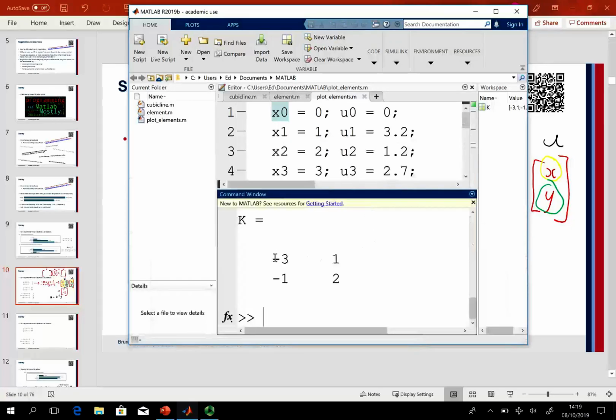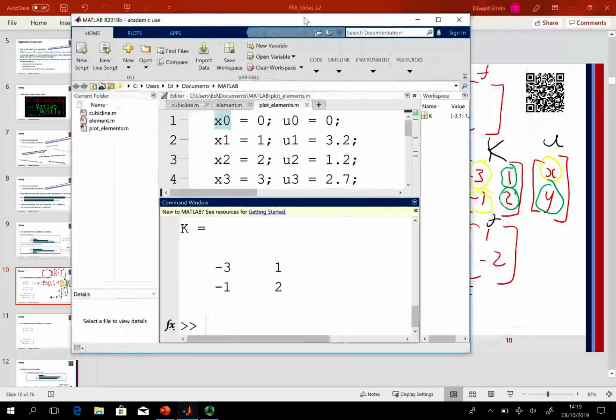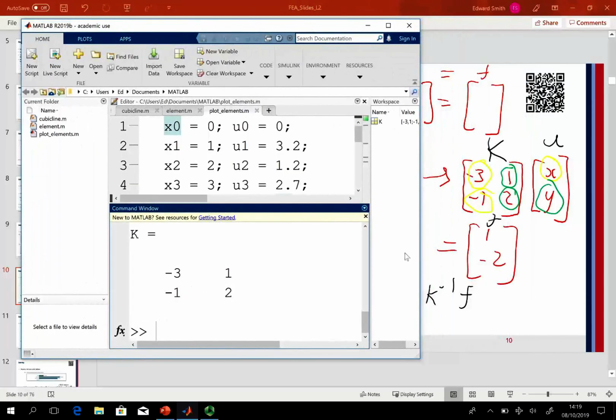And then you can see what happens: MATLAB basically plots that. So we've got minus 3, 1, minus 1, 2, as we have here. And then we're going to define the matrix F, which is just going to be equal to 1, minus 2, like that. And so then the process, in order to get x and y, is we do K to the power of minus 1 times F. And that will give us the solution for x and y.